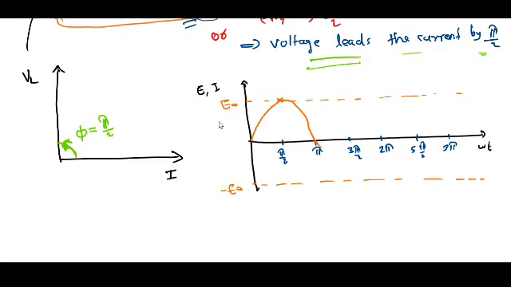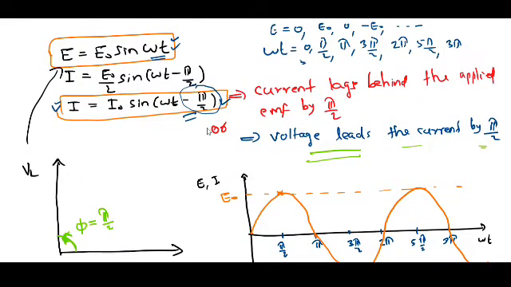This value goes down, then again increases, again decreases, goes on like this. Now, what about the current? This current lags behind the applied voltage by pi by 2.